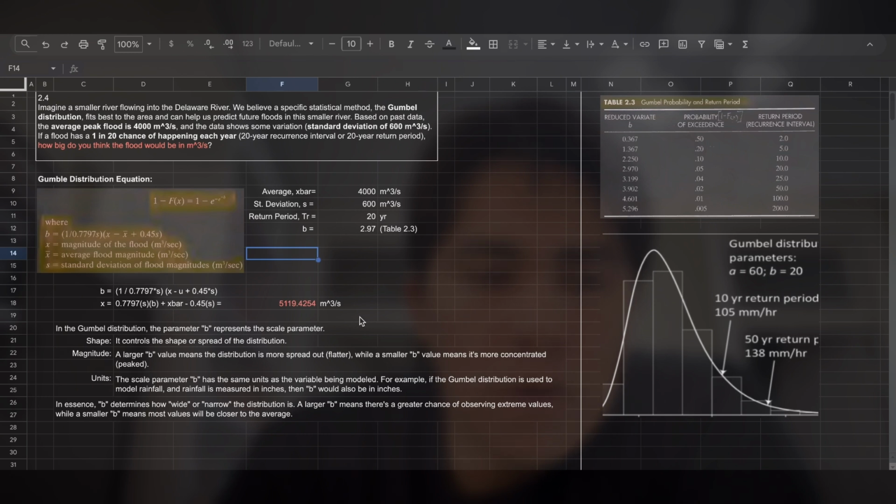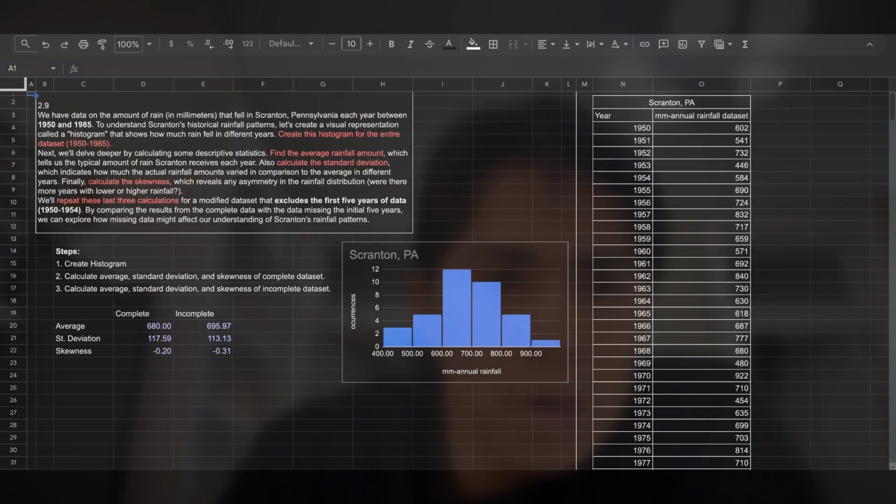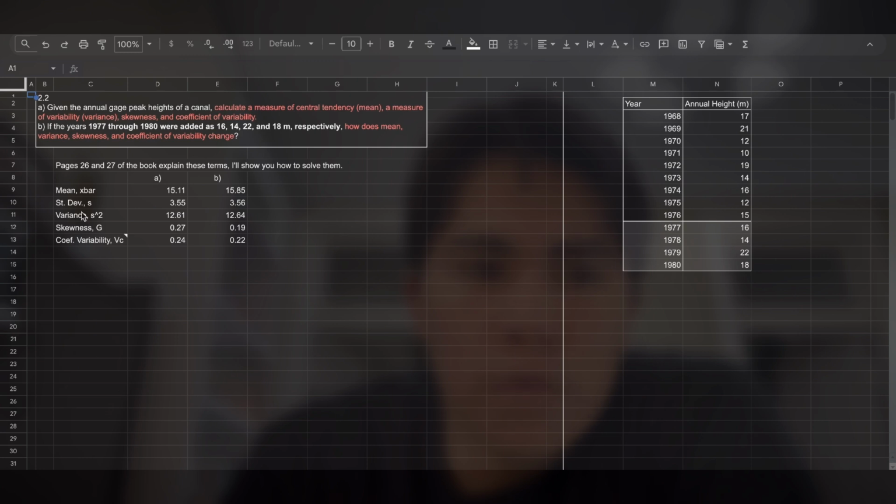So we cover four different distribution equations. One of them is the Gumbel distribution. We also cover the binomial distribution. And right after these two, we solve some problems to get familiar with some statistical terms like average, standard deviation, skewness, and how to solve for those using Excel with our given data. We solve for more of those variables with given data.